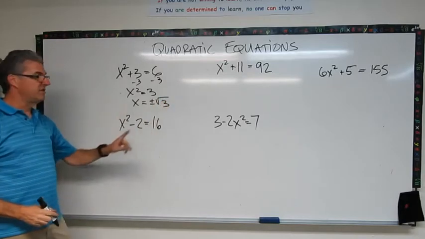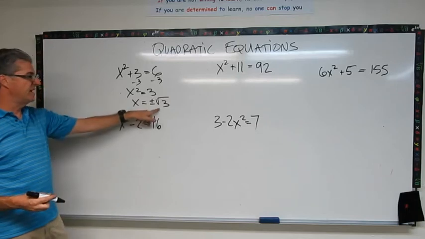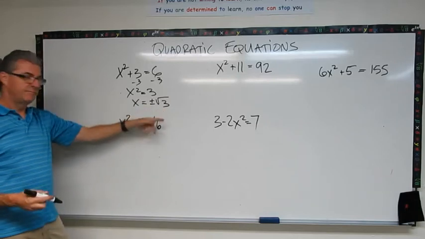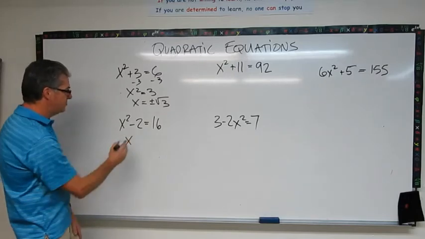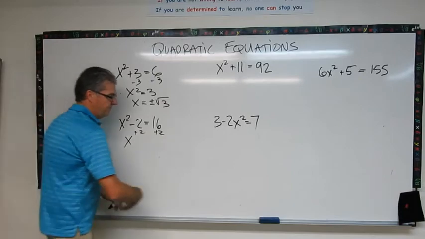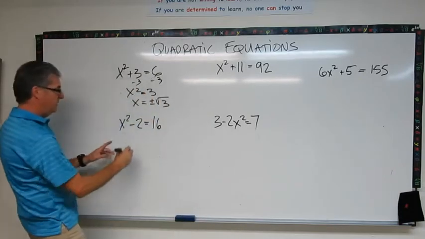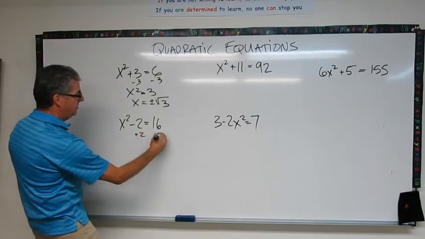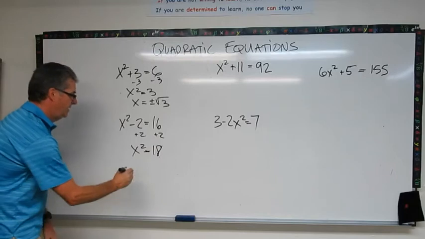Now there's nothing else I can do. 3 is prime. Don't put it in your calculator and show me a decimal. Just leave it as plus or minus root 3. Okay, let's try that one. I'm going to add 2 to each side. So I'm going to get, hang on, let's make some more room. Add 2, x squared equals 18.